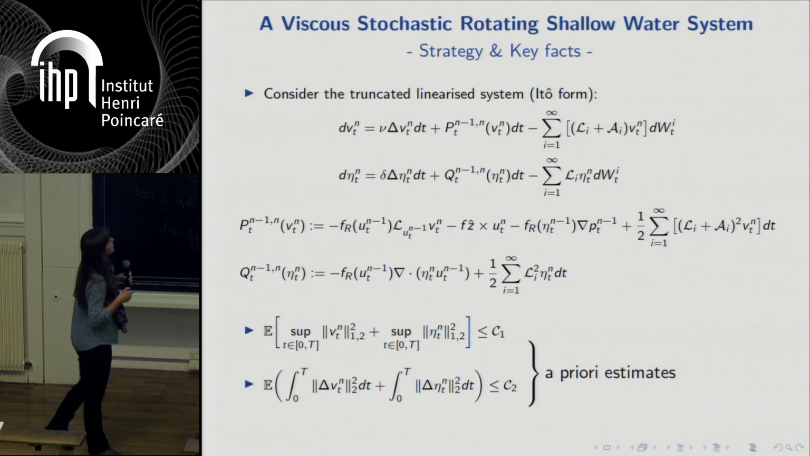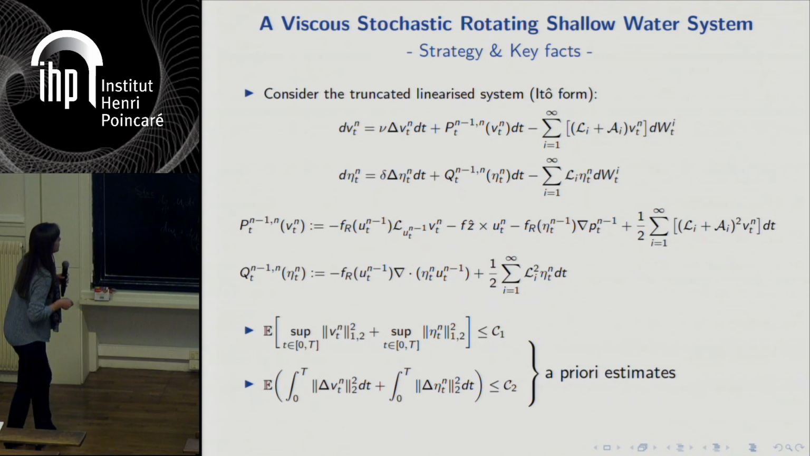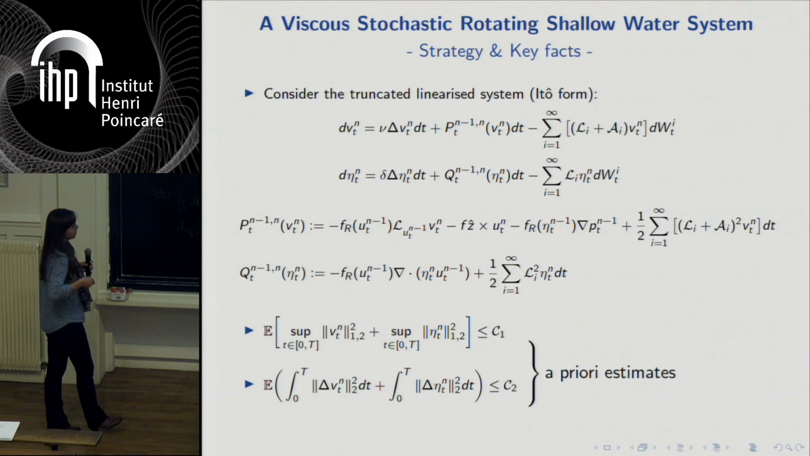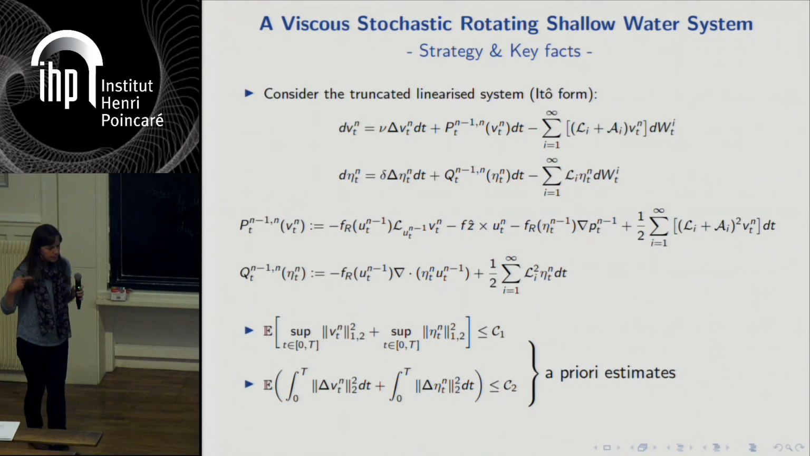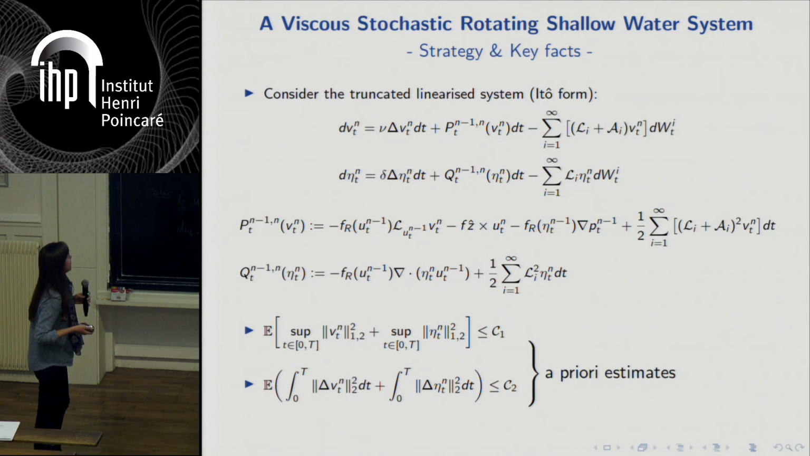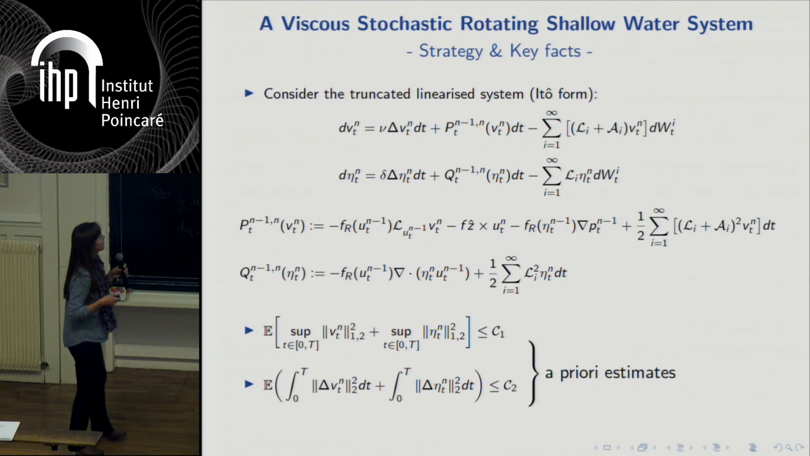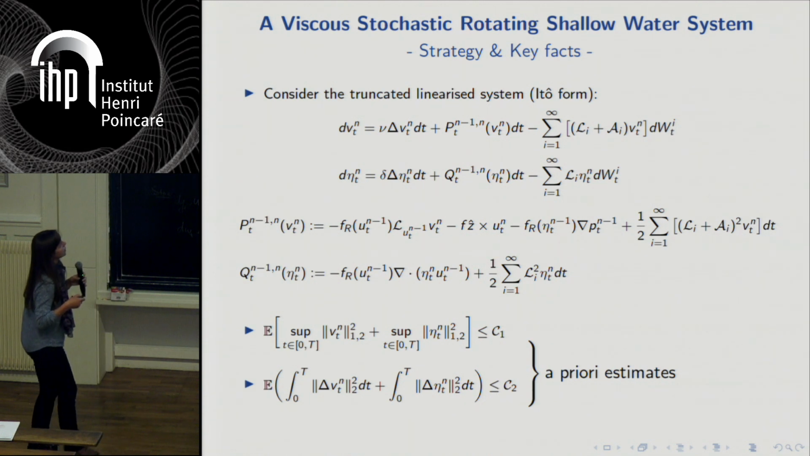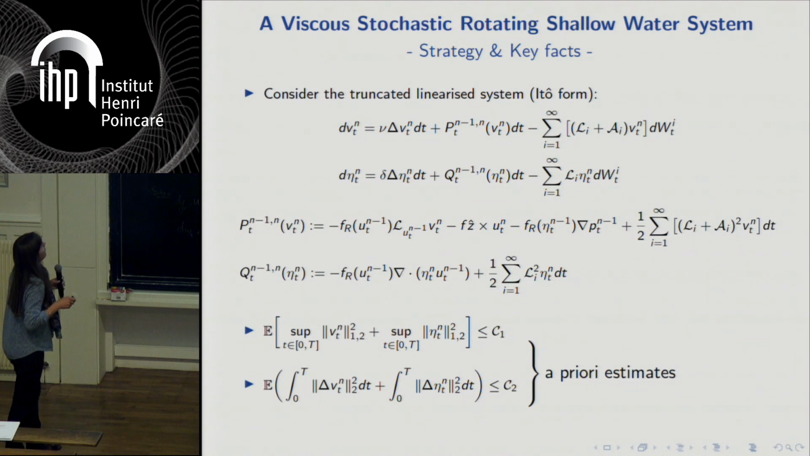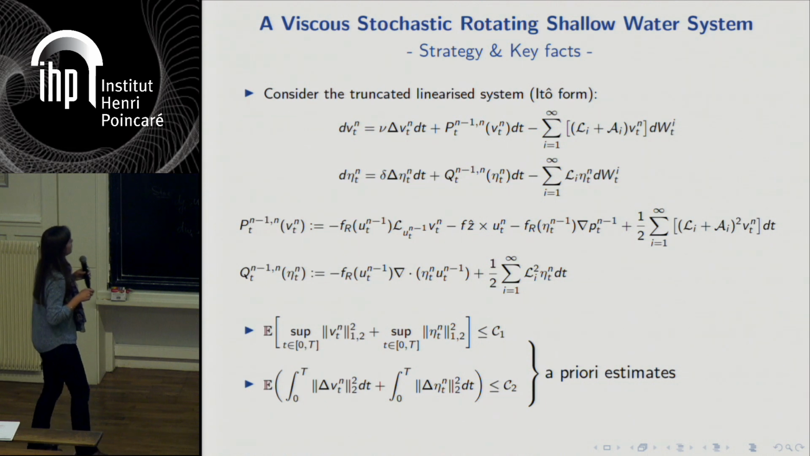And this is the Ito form. The noise as introduced here is in the Stratonovich sense, but we transform it into Ito noise and we work with the Ito form of the equation. After we transform it, the Ito form gives us this second order term here. And for the second equation, we do the same.